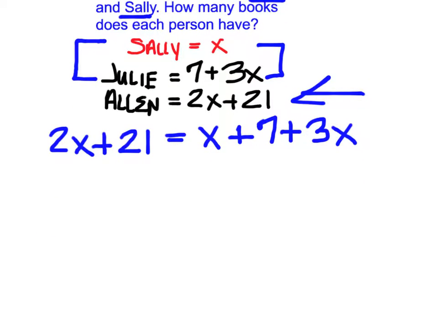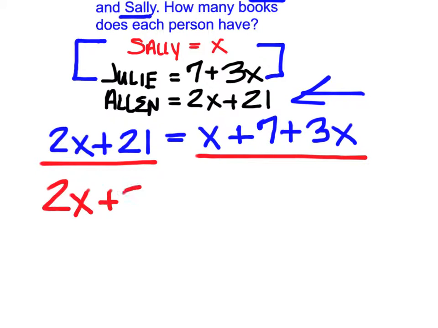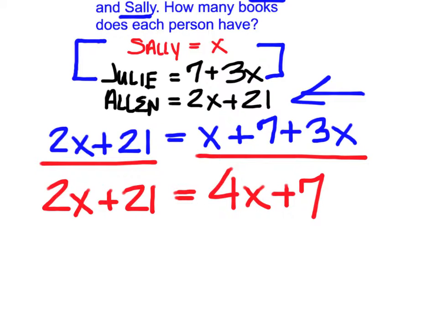Before you do so, make sure you simplify like terms. On this side, you just have an x and a constant. A constant is a number with no variable. On the right, you have an x and a 3x. What's x plus 3x? 4x. So now you can put this together so that you can solve it.